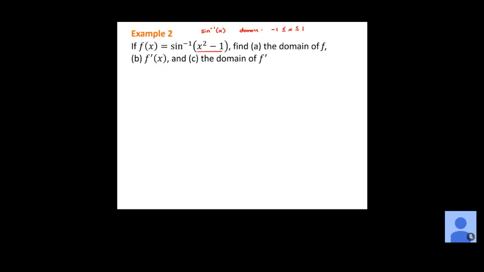Okay, so not plug in the negative 1 and 1. Notice here, if this is an x, then x is between negative 1 and 1. But this time, what's inside the inverse trig function is x squared minus 1. So instead of x there, we're going to put x squared minus 1. So we're going to set up the inequality here: negative 1 is less than or equal to x squared minus 1 is less than or equal to 1. Okay, so this is finding the domain now for that original function.